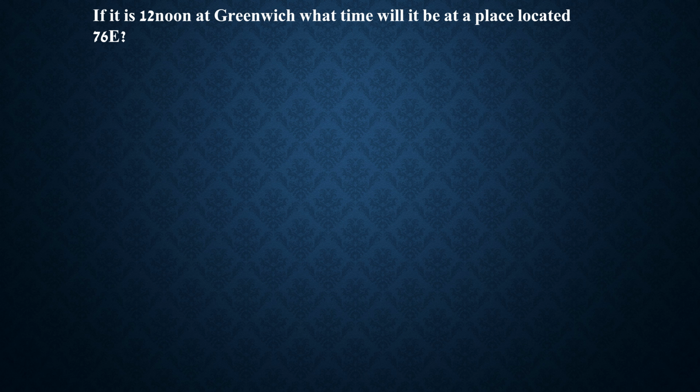If it is 12 noon at Greenwich, what time will it be at a place located at 76 degrees east? Okay. So we want to know the time at a place located 76 degrees east of Greenwich when it's already noon at Greenwich. Again, we're going to divide our 76 by 15, which should give us 5.1. Once again, we're going to translate our decimal into hours and degrees. Therefore, it will be 5 hours and 1 degree.